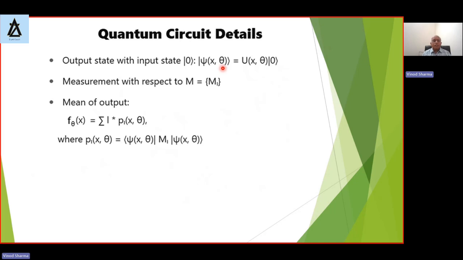And after getting this state, you make measurements with respect to operator M, which may have components ML that we are denoting here. Then the mean of the output, which is f theta for a given x, is given by summation over L, this ML given here, this index L, multiplied by PL x theta, where PL x theta is the probability that L will be observed on measurement using these operators.